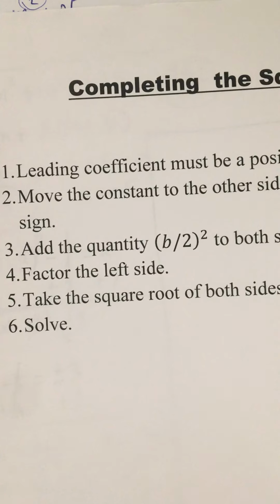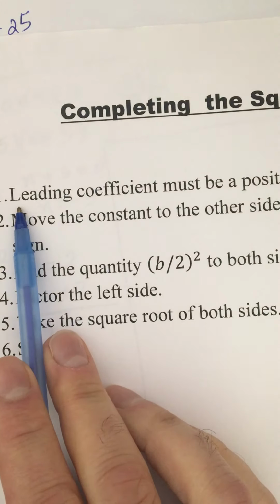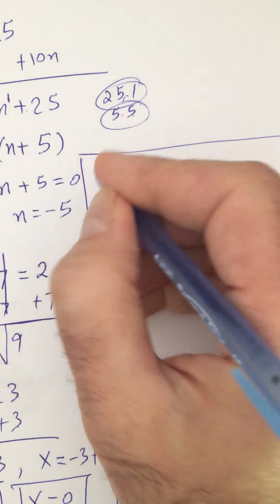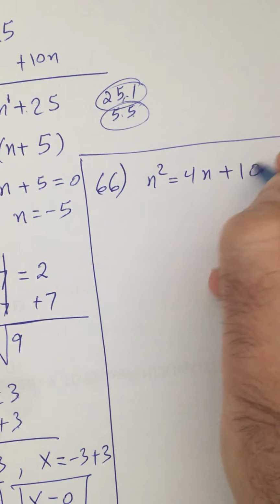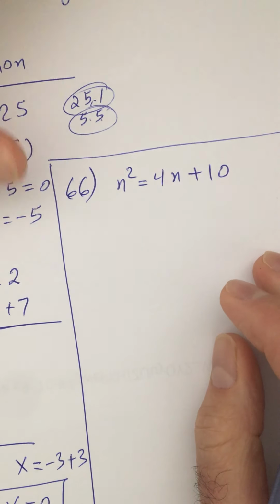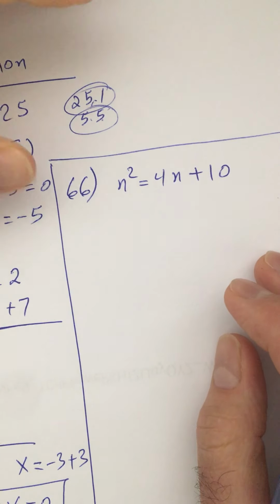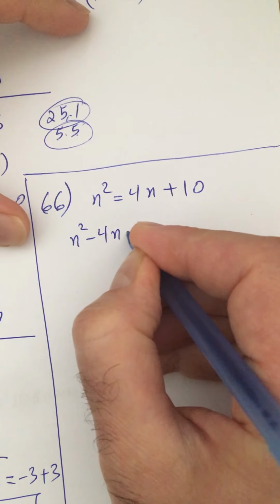So this is completing the square. The first step is leading coefficient must be a positive 1. We're going to try number 66. 66 is n squared equals 4n plus 10. We are solving this equation for n using the method of completing the square. I'm going to put it in the standard form, so I'm going to subtract 4n and 10 from both sides. They become negative 4n, negative 10.